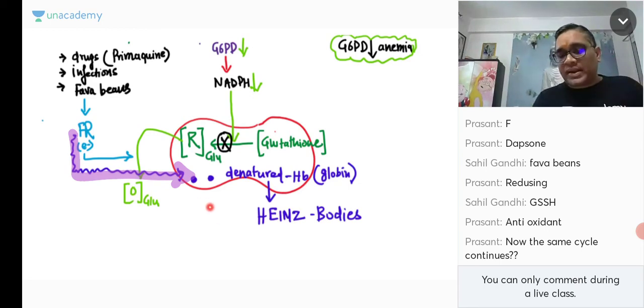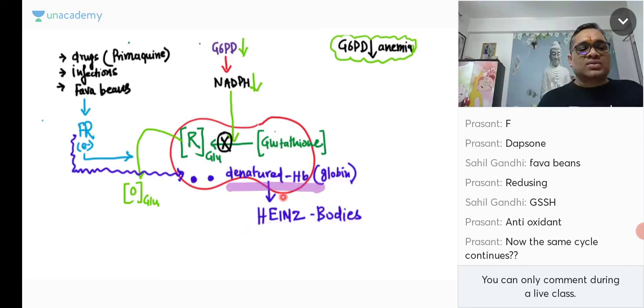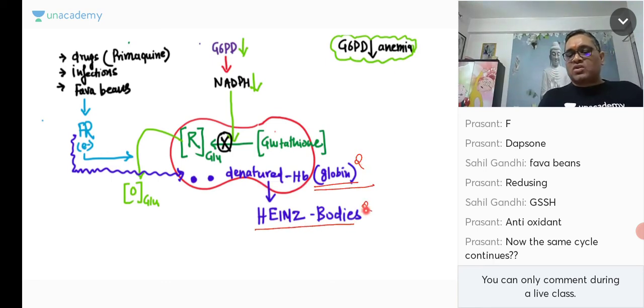RBC is full of hemoglobin, right? So hemoglobin will be oxidized. They will be denatured, and this denatured hemoglobin is called Heinz bodies, right? There was a question in the NEET exam: what are Heinz bodies precisely? Precisely, these are denatured globin. That was the answer, so always keep that in your mind. Here denatured hemoglobin is Heinz body, but if the examiner is asking very precisely, it is denatured globin which is called Heinz body. Clear?